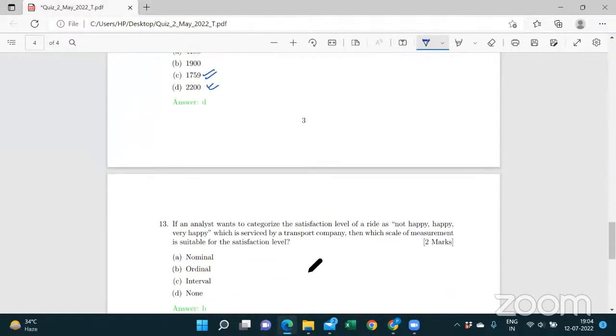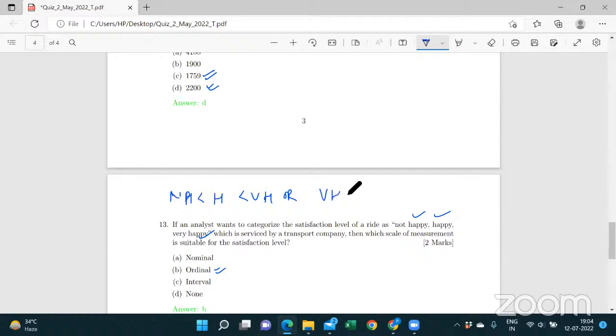So, that is the very easy one also. If an analyst wants to categorize satisfaction level, it's clearly ordinal. Not happy, then happy, then very happy, right? This is categorical, because satisfaction level is ordered. I can order it as not happy, happy, very happy, or as very happy, happy, not happy. Order is there, so the ordinal scale of measurement will be used. So B is the correct answer.